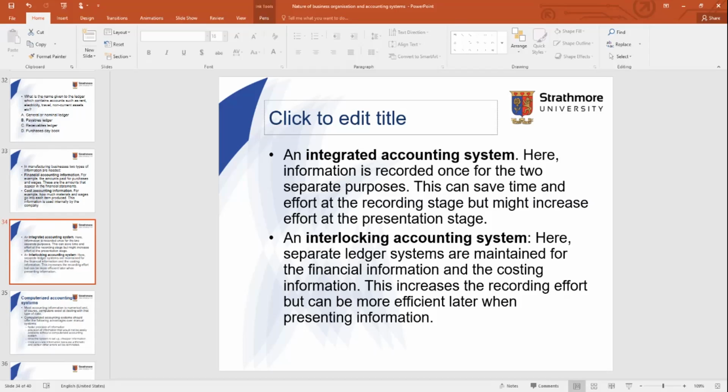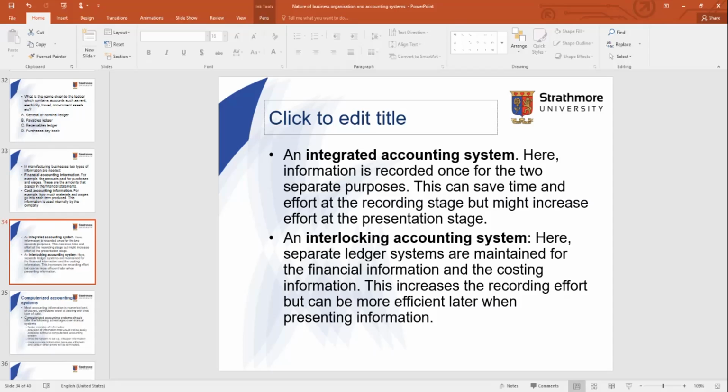So all you need to do is make a query to the accounting system. I would want to get financial accounting reports at what point in time? At 1st of December, okay? So just make a query, and that should be easy to carry out. In the case of the interlocking system, separate ledger systems are maintained for financial information and the costing information. So you maintain two records. One is for the company's internal uses, and the other one is for the company's external uses.